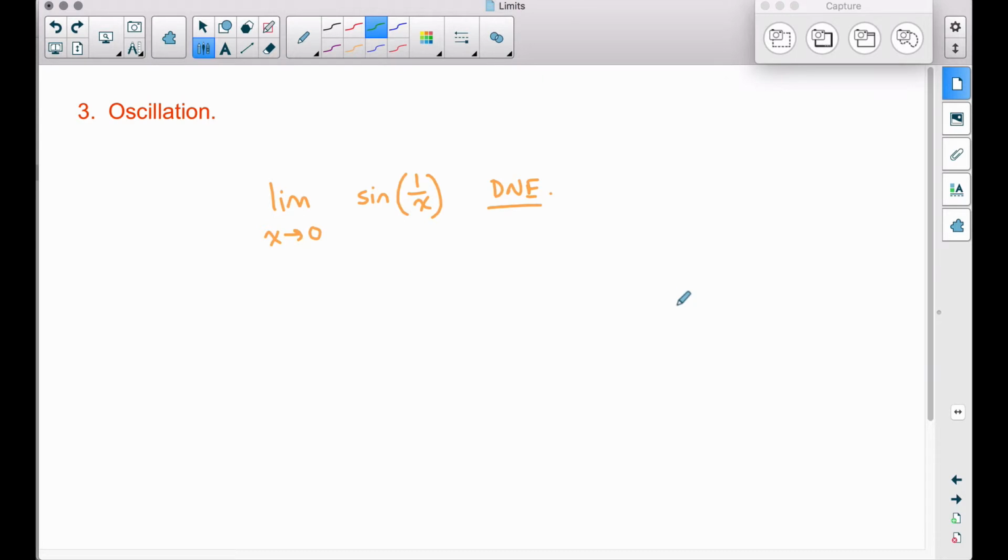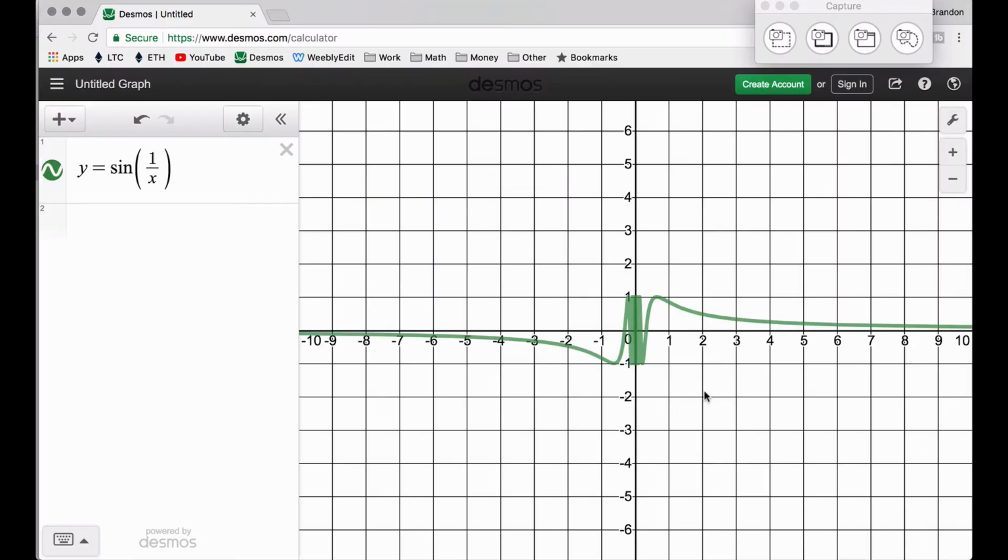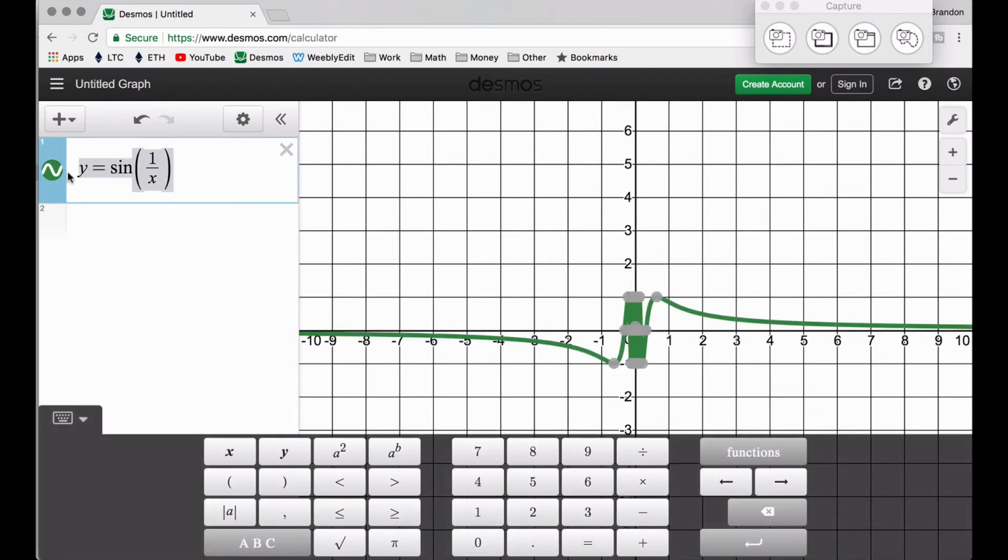Our third case, oscillation. And here's one example. There are other examples of oscillating functions, but let's find the limit as x approaches 0 of the sine of 1 over x. It does not exist. Let me show you what oscillation looks like. So here we are in Desmos, and this is the function y equals sine of 1 over x, and we're trying to find the limit as x approaches 0.